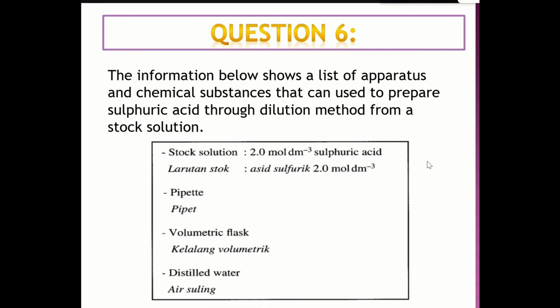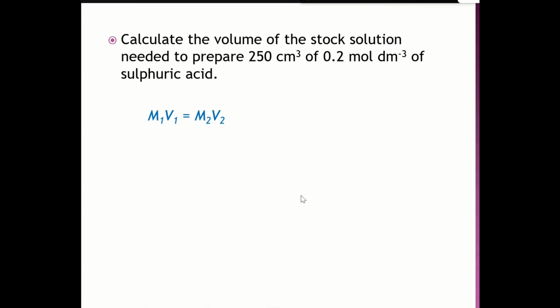Okay, this is the one. So this is regarding the preparation of the standard solution. Given that the stock solution is 2 molar sulfuric acid, provided with a pipette, volumetric flask, and distilled water. So based on the apparatus given, you prepare the standard solution through the dilution method. So the keyword of the question will be like this. Okay, can you calculate the volume of the stock solution? So the stock solution is 2 molar sulfuric acid, needed to prepare 250 cm³ of 0.2 molar sulfuric acid.